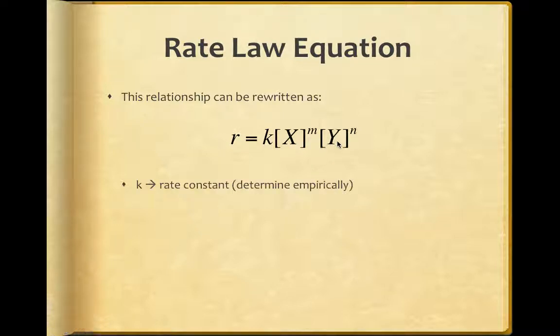The rate constant is determined experimentally, just like the orders of the reaction, and it's only valid for a specific reaction at a specific temperature. As soon as you change any of the conditions besides the concentrations, the value for K will change. So you're going to find that whenever we're carrying out reactions, we're going to keep the conditions constant as we work our way through.